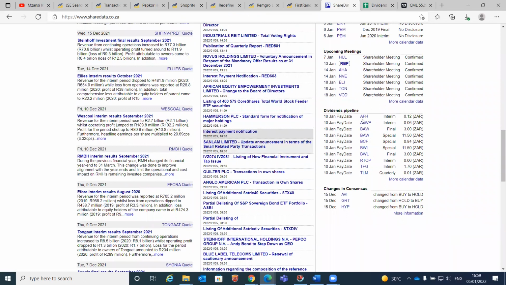Right, then this is my favorite tab, the dividends pipeline. Basically, what I see on the dividend pipeline at this moment is a pay date. So I can already see that on the 10th of Jan, a lot of people are going to be receiving dividends. One is from Alexander Forbes, Barloworld, Bowler Metcalf, Total, the Foschini Group, and other different companies. So that's what I can see here.